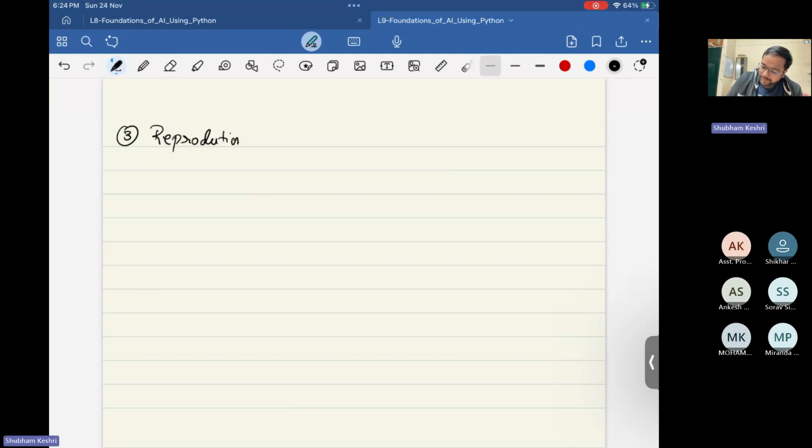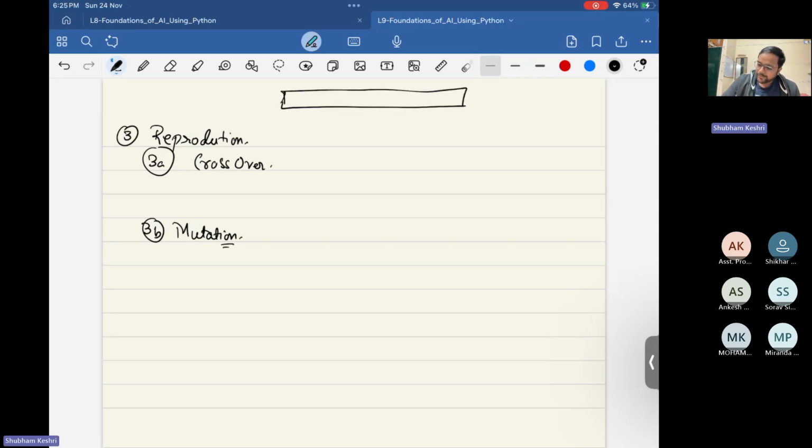So reproduction in genetic algorithm has two parts. So 3A is known as crossover, and the next, 3B, is mutation. So what is crossover? Each individual has a chromosome, right? So crossover is the mixing of these chromosomes.